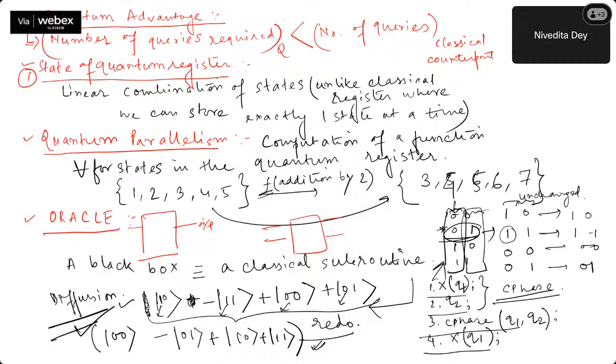Okay, so where we were, we described the state of quantum register, then quantum parallelism followed by oracle. Oracle we were discussing.